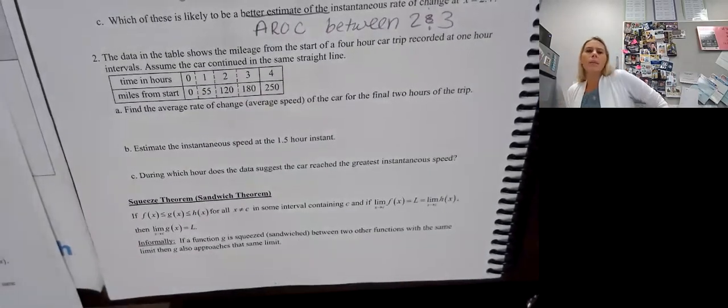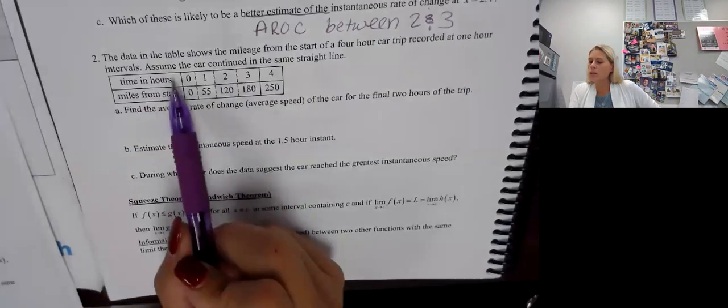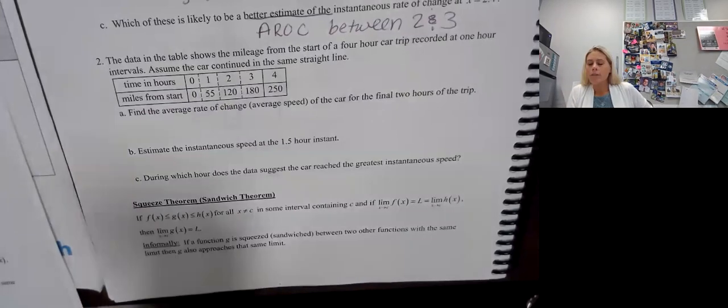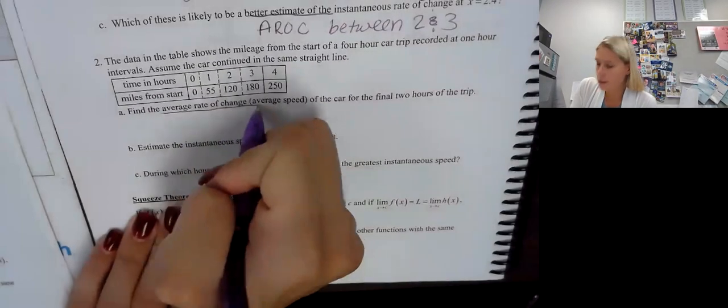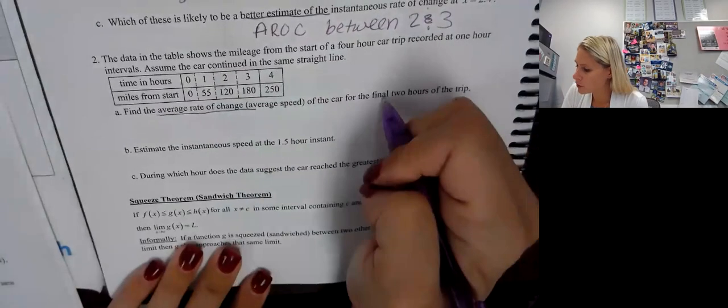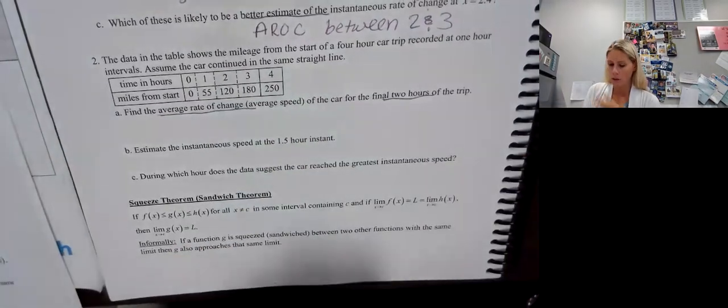The data in the table shows the mileage from the start of a 4-hour car trip recorded at 1-hour intervals. So see, the intervals are all the same distance. Assume the car continued in the same straight line. Find the average rate of change. So average rate of change. So 2 points, guys, of the car for the final 2 hours. Well, what are the final 2 hours?